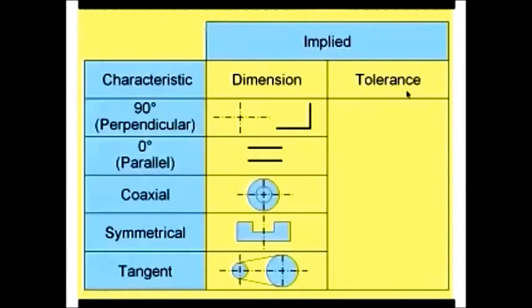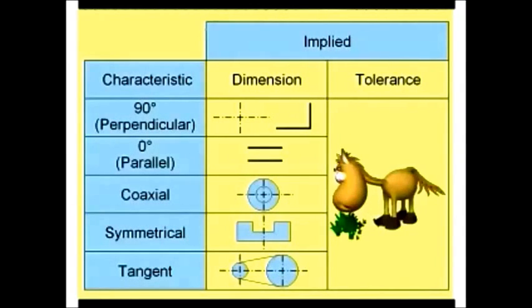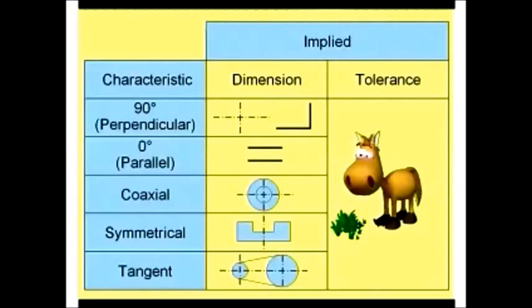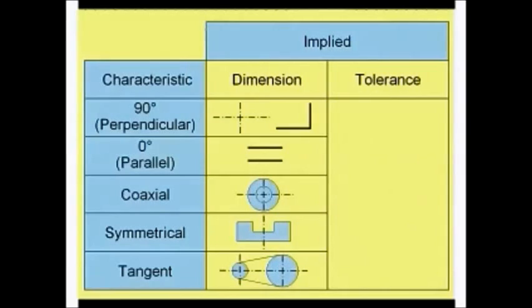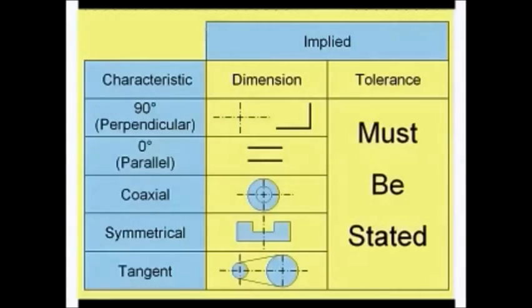What about tolerances, though? Well, the standard says tolerances must be stated. I know. You'd rather not have to put all those tolerances on the drawing. You say you want them to be implied, too. Well, I want a pony. But let's face it, that's not going to happen. So when we look at the standard, it says, although there's a lot of dimensions that can be implied, tolerances must be stated on the drawing.